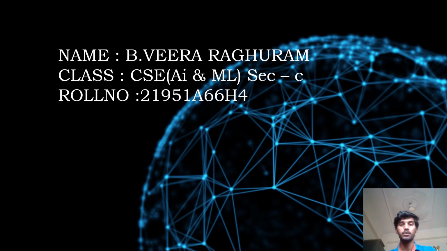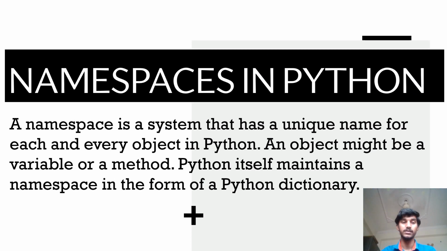Today we are going to learn about namespaces in Python. A namespace is a system that has a unique name for each and every object in Python. An object might be a variable or a method. Python itself maintains a namespace in the form of a Python dictionary. That is the namespaces in Python definition.